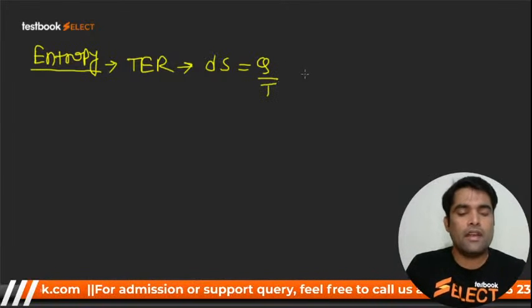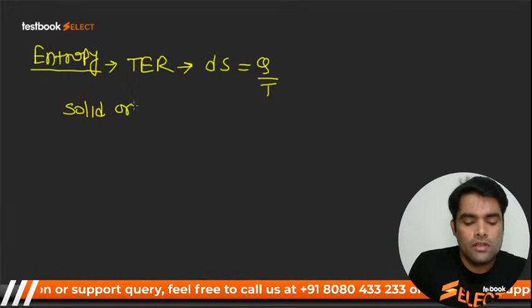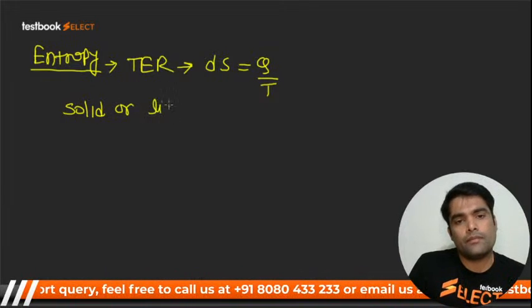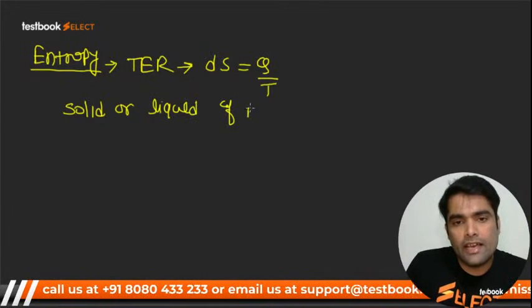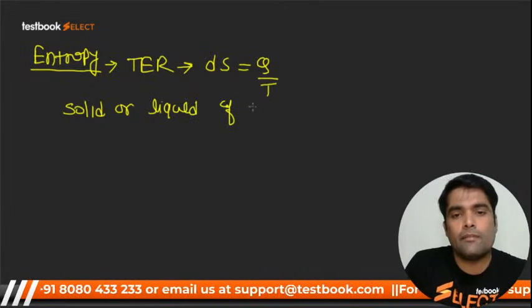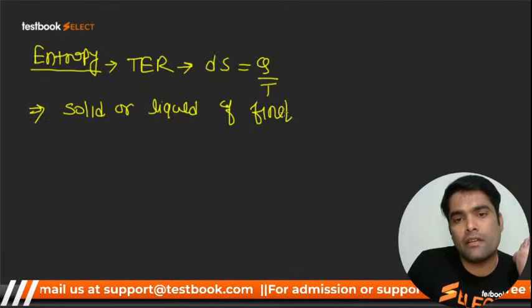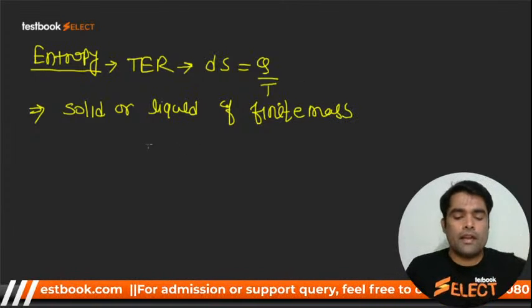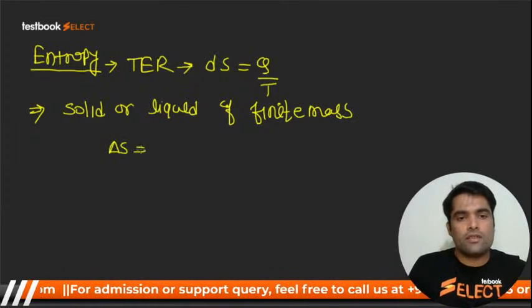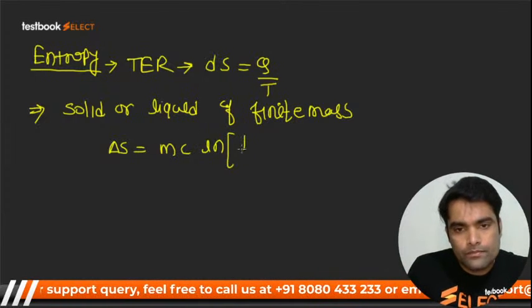Right? But when I talk about solid or liquid of finite mass, इनका क्या है? Mass finite है. Of finite mass. Second, of finite mass. First one we have taken. What should it be, my dear? It is none other than delta S is equal to MC ln of T2 by T1.